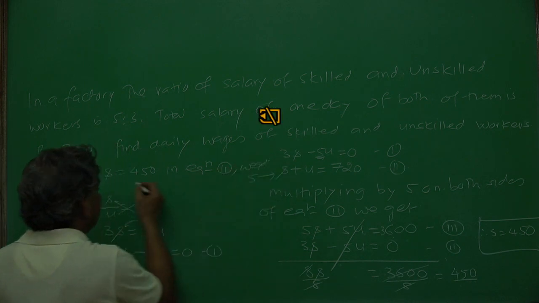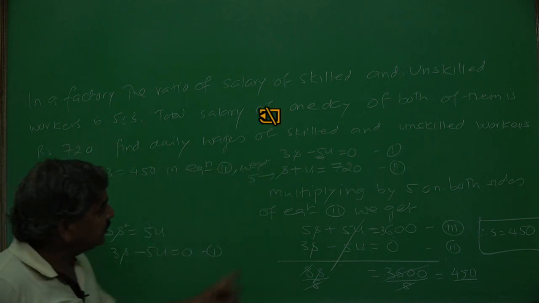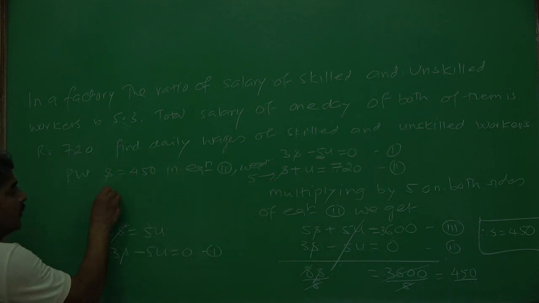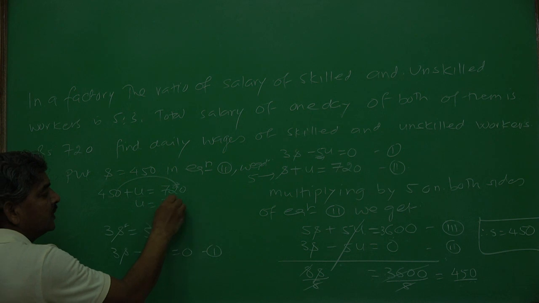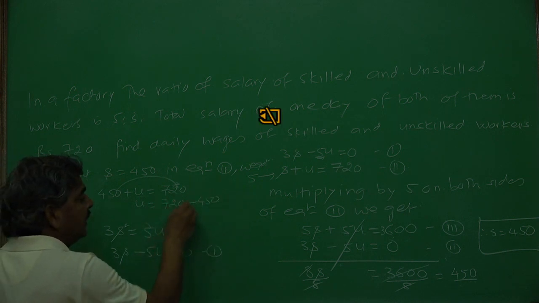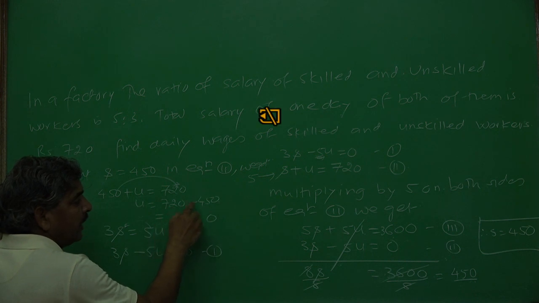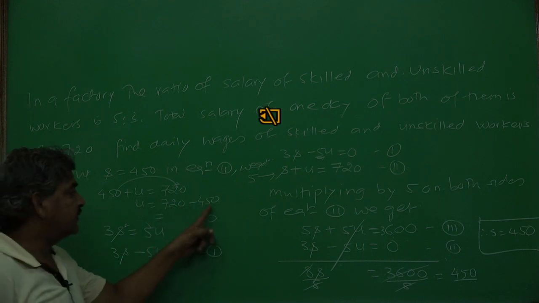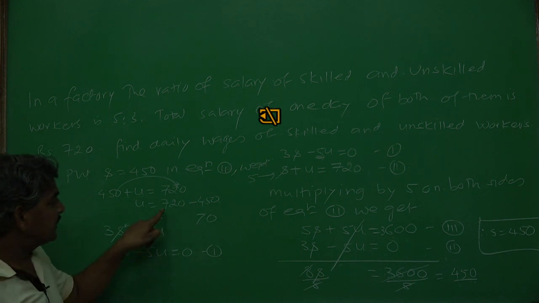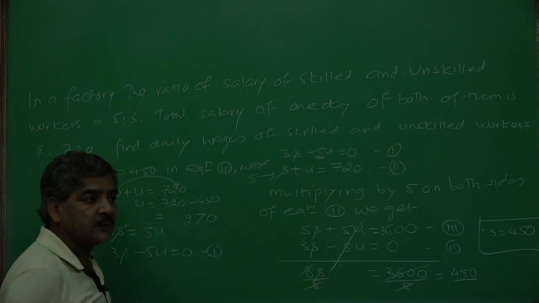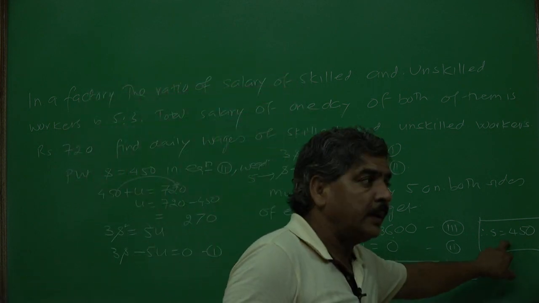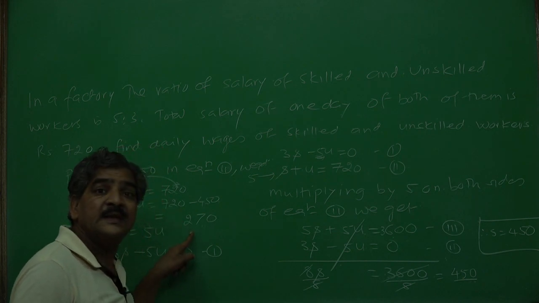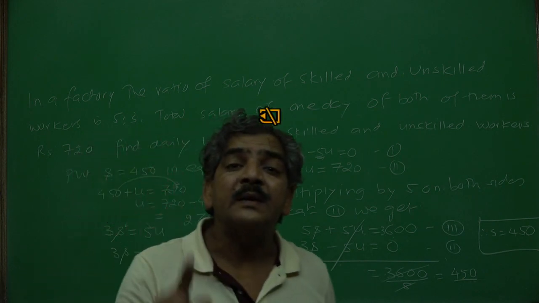We get what? Substitute the value: 450 plus u is equal to 720. Shift 450 to the right hand side. u is equal to 720 minus 450, that is equal to 270. 12 minus 5 is 7. Next 6 minus 4 is 2. So the salary of skilled person is 450 rupees per day, and the salary of unskilled person is 270 rupees.